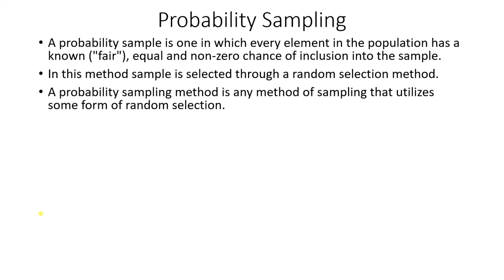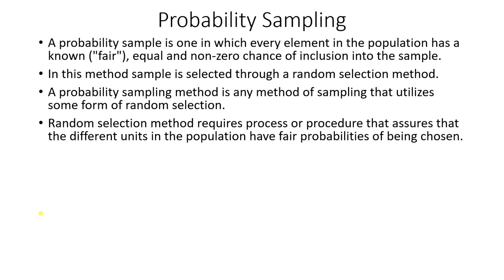And the random selection method may utilize different techniques that I will tell you. Random selection method requires processes or procedures that assure that the different units in the population have fair probabilities of being chosen. This is the one and only condition that is important while we are doing random sampling or probability sampling.